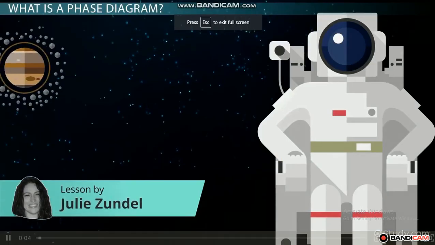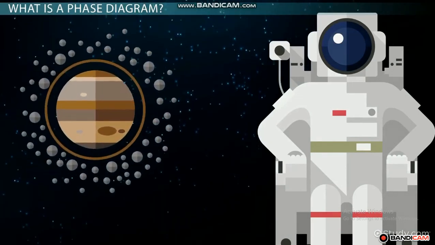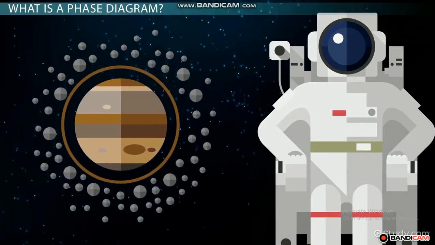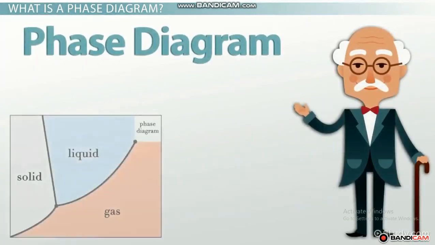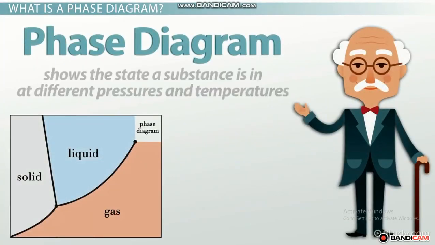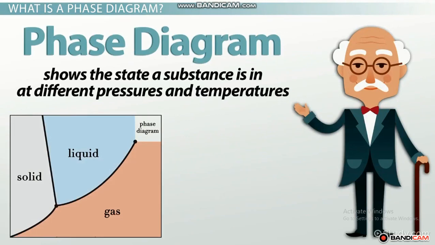Imagine you have been transported to the future and it's your job to determine if planet Z could possibly have liquid water on its surface. You have a scientific tool known as a phase diagram to help you figure this out. A phase diagram shows the state a substance is in at different pressures and temperatures. Phase diagrams are related to phase changes.